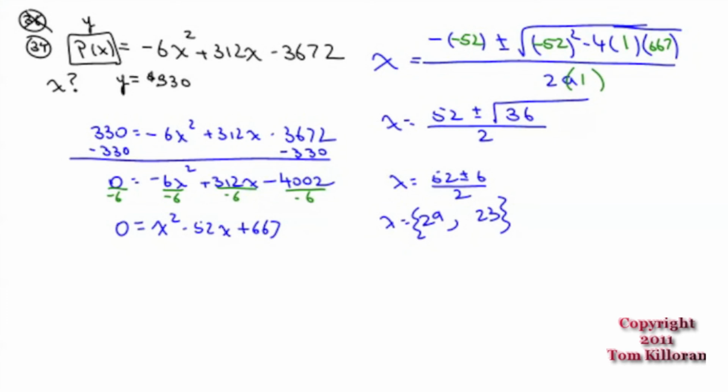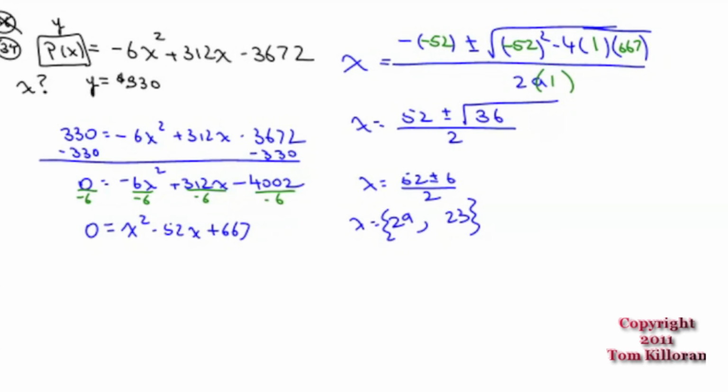So what is this telling me? Well, to make this profit of $330, they can either make 29 things, or they can make 23. Both of them make sense. Why are we getting two answers?